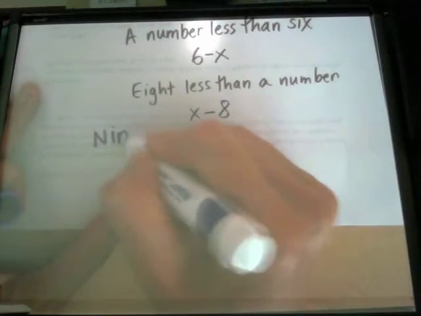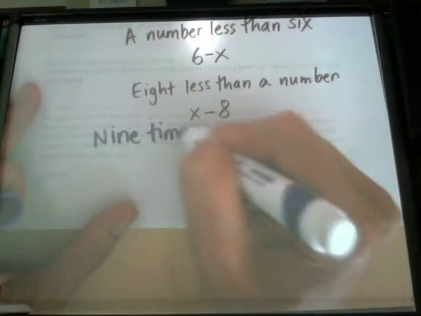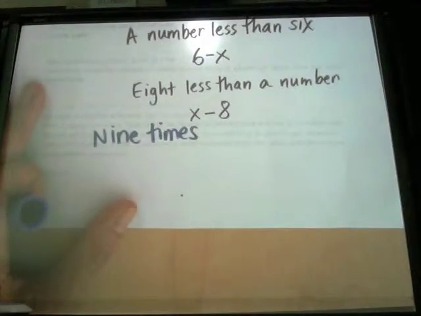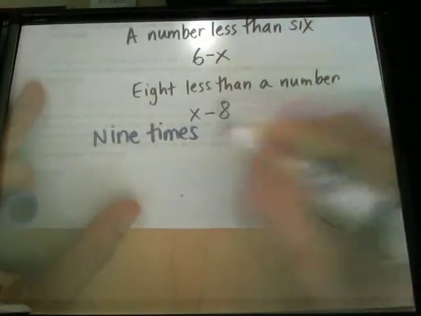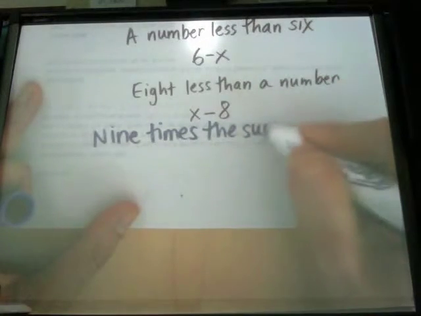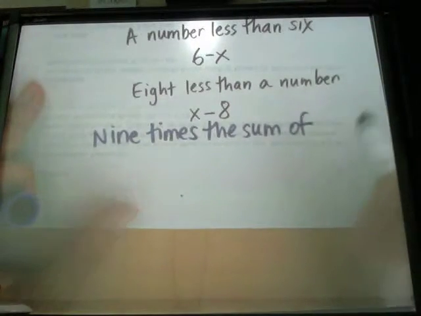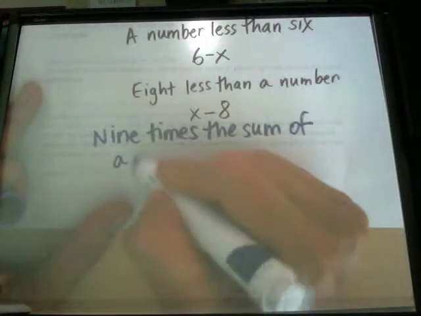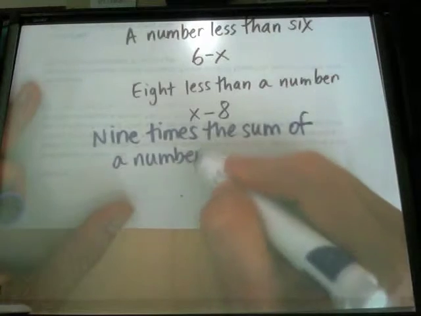9 times, right? Sometimes it'll be obvious. Times, oh, that's multiplication, right? 9 times the sum of a number and 3.